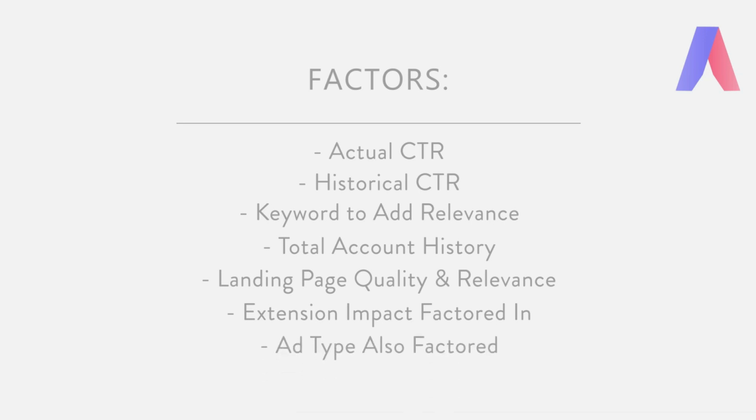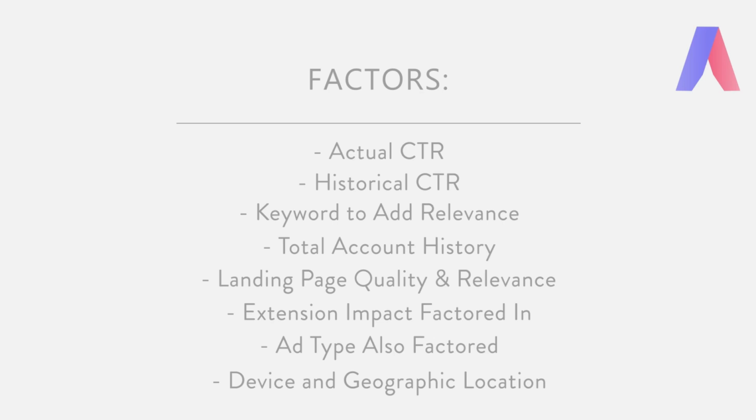And also ad types are factored into it as well. So if you have a standard text ad versus an image ad or whatever on display, Google will figure out, hey, a text ad will get a lower click-through rate on display than an image ad and so on and so forth. And yes, quality score is a factor on display, maybe not as heavily, but it is part of display as well. And also the geographic location is a big part of this, and device.